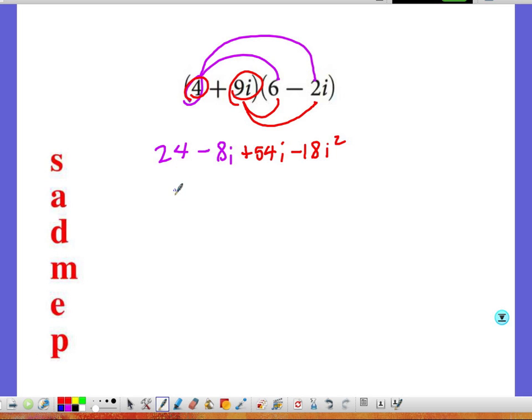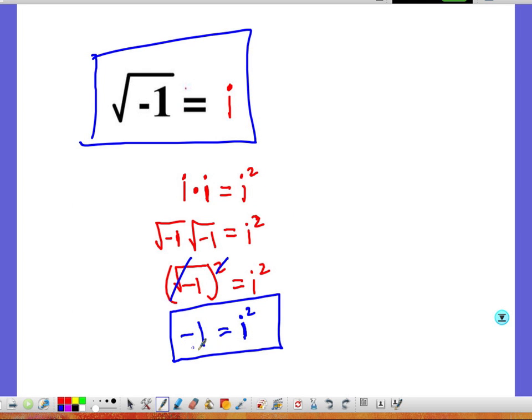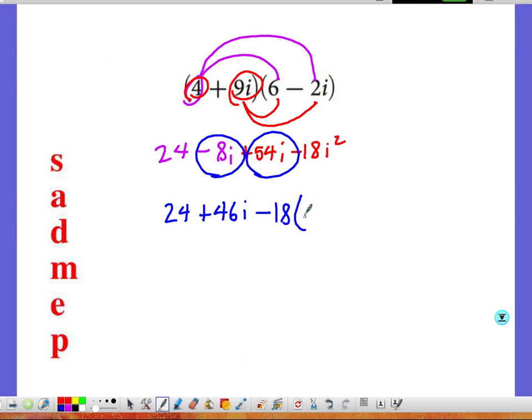Okay, now we go ahead and combine like terms. Well, we can't combine 24 with anything, so it just stays the way it is. Negative 8i plus 54i, well, that's going to be 46i. And here we have negative 18i squared. What did we just figure out i squared is equal to? i squared is equal to negative 1. So instead I'm going to write negative 1 here. And since you have negative 18 times negative 1, well, that becomes positive 18. So 24 plus 46i plus 18.